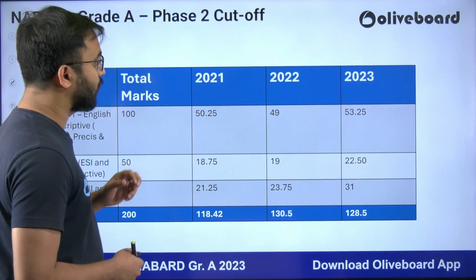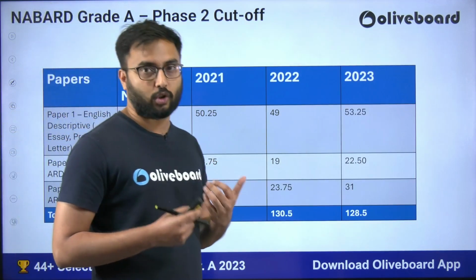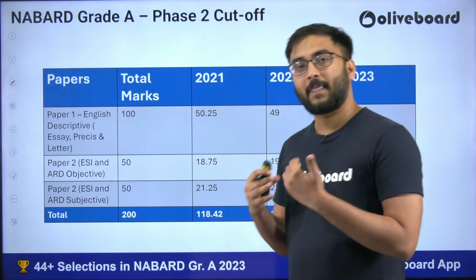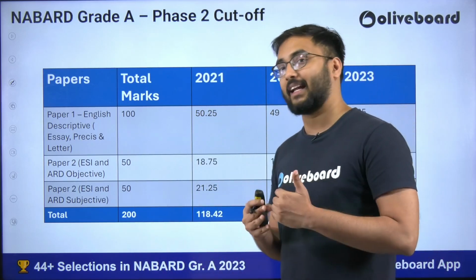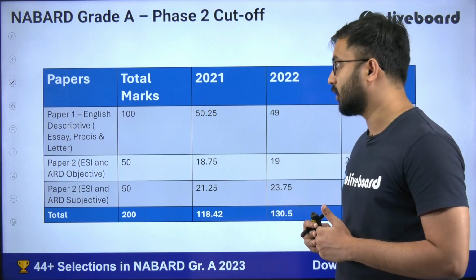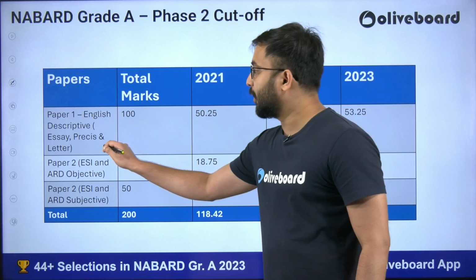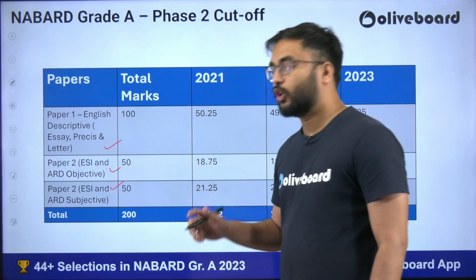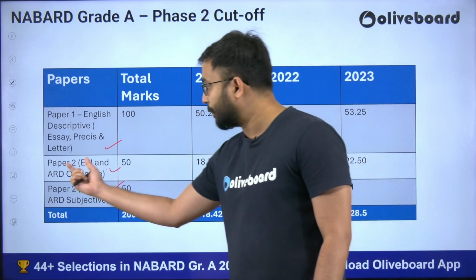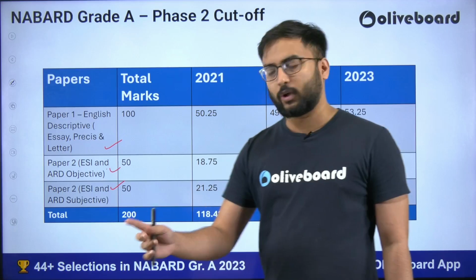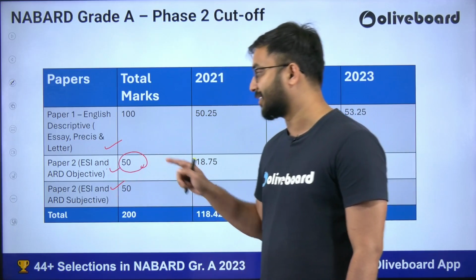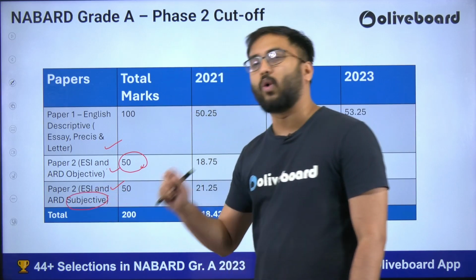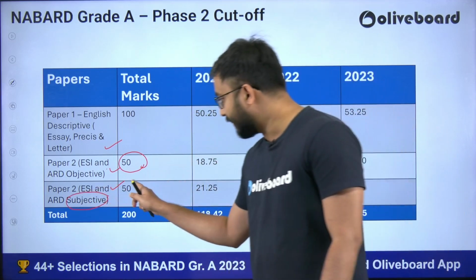Let us look at the past year cutoff and then try to devise an overall plan and some takeaways which we all can have for the Phase 2 exam especially. If you look at paper 1, which is English descriptive, then paper 2 I have divided into 2 fronts. First is paper 2 ESI and ARD objective part only, which is for a total of 50 marks. Similarly, paper 2 ESI and ARD descriptive or subjective in nature, that is again for 50 marks.